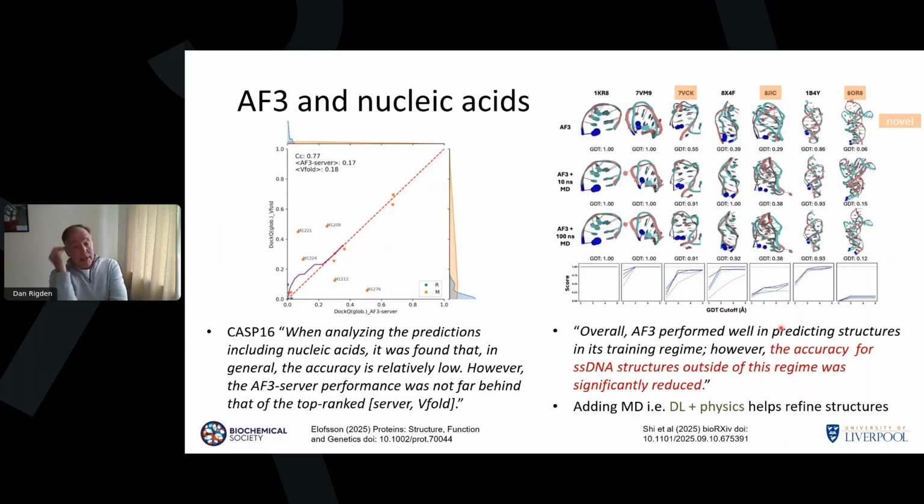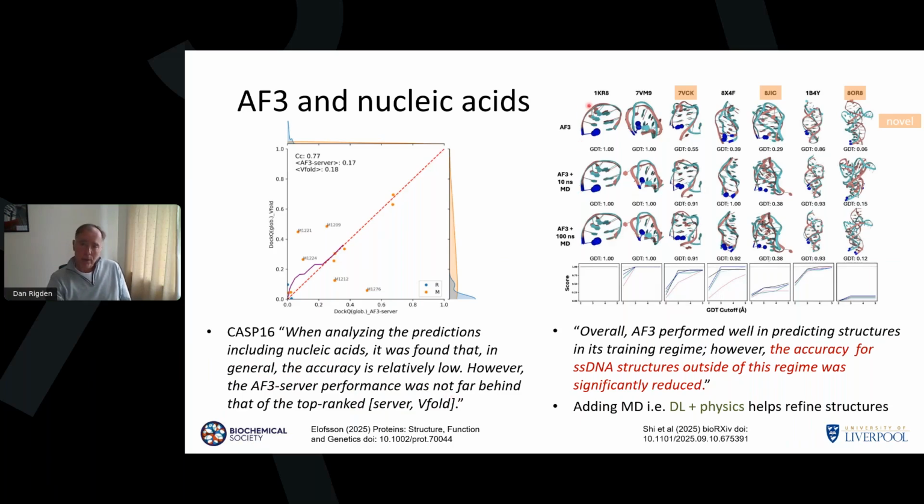So AlphaFold 3 and nucleic acids. This is new over AlphaFold 2, of course. Nucleic acids are much harder to fold up because the covariance is less abundant and less useful. But nevertheless, basically AlphaFold 3 does almost as good as any server. So there are specialized servers for folding RNA. AlphaFold 3, which of course does many other things, is almost as good as those specialized servers, but you still need human input for the absolute best performance.